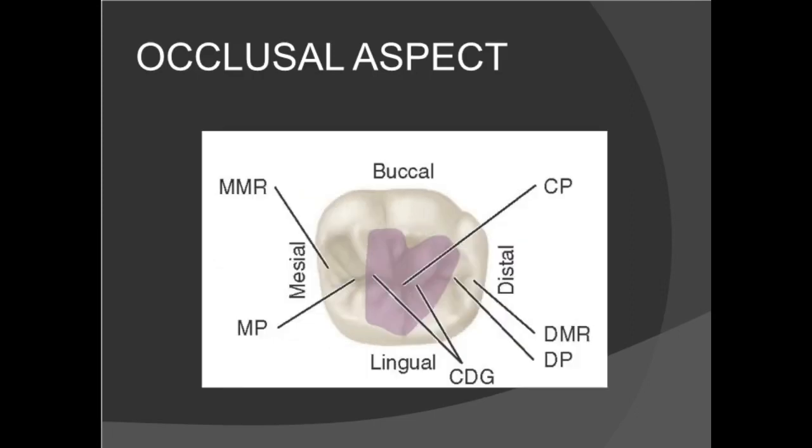Mainly 3 fossae are present. One is the central fossa, which is the main fossa, appearing as a concavity on its occlusal surface. The other 2 are the mesial triangular fossa and the distal triangular fossa. Now, there are mainly 4 types of developmental grooves. One is the mesial developmental groove, distal developmental groove, lingual developmental groove, and some supplemental grooves. All of them meet at a point on the central fossa that is known as the central pit.